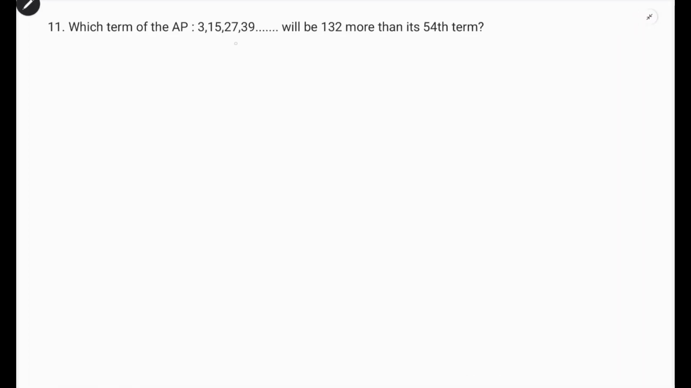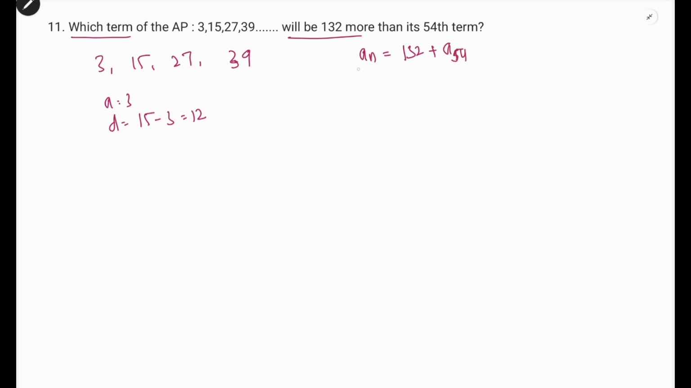Next one, 11th one. Which term of the AP will be 132 more than the 54th term? We will write the AP here. It is 3, 15, 27, 39. Here the first term is 3 and the common difference is the second term minus the first term. It is 15 minus 3. It is 12. Which term? Let us assume it is the nth term. The nth term will be 132 more than the 54th term, 132 more than a54. So some number is 132 more than the 54th term. So we have to find which term it is. We have to find the n value.